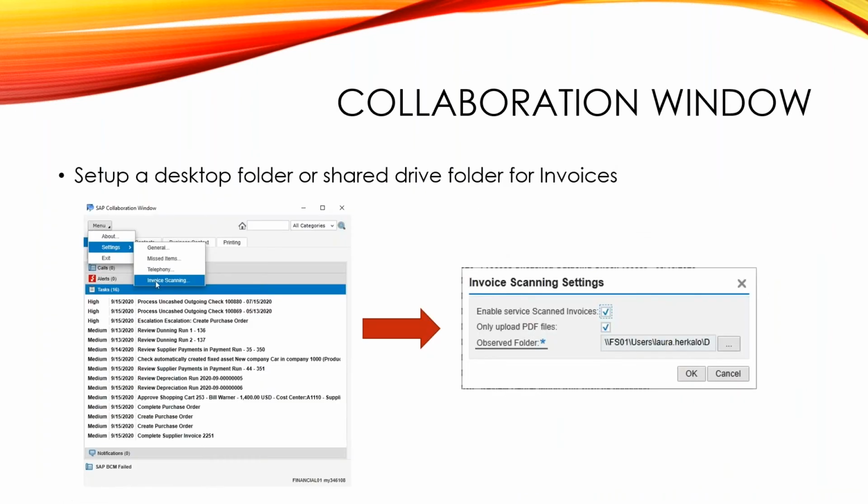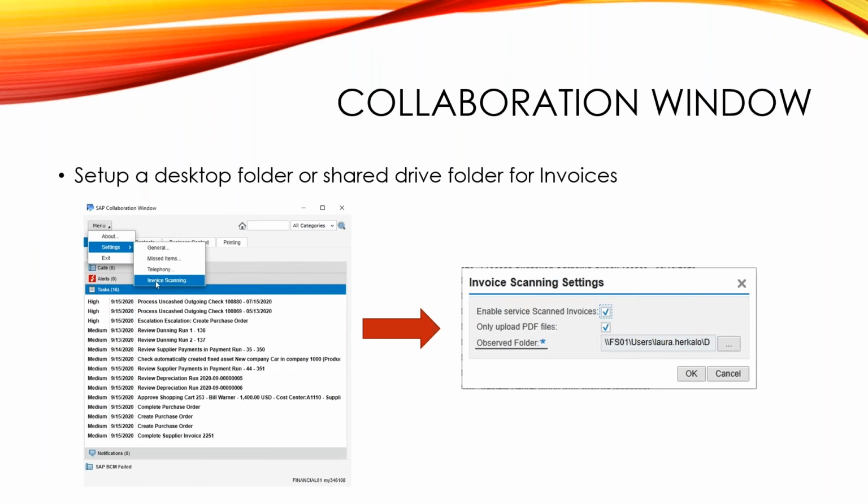And there's a couple of setup pieces that you'll do to enable the collaboration window. One, in order for the system to suck the invoices into itself, you'll want to set up either a desktop folder or a shared drive folder for invoices. So basically, like I said, if you currently are using a shared drive folder for bringing invoices in, if you have multiple people in your AP department, then continue to use that, and you can just map that folder directly into the system.